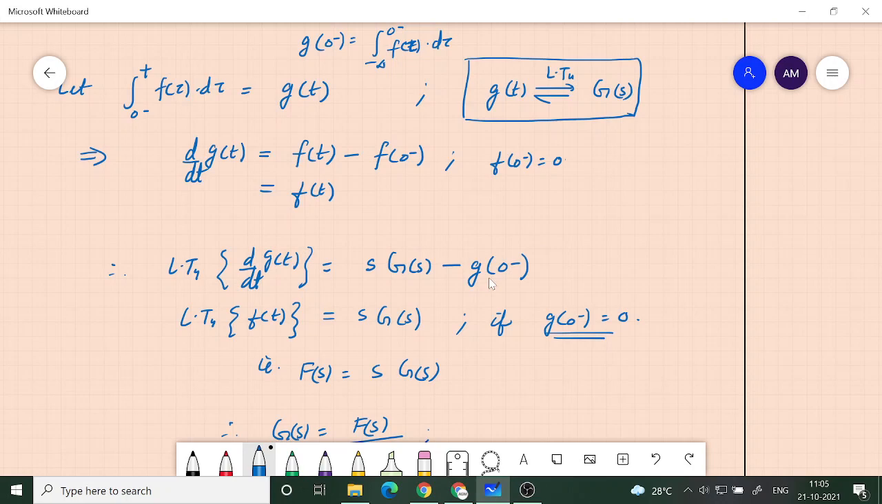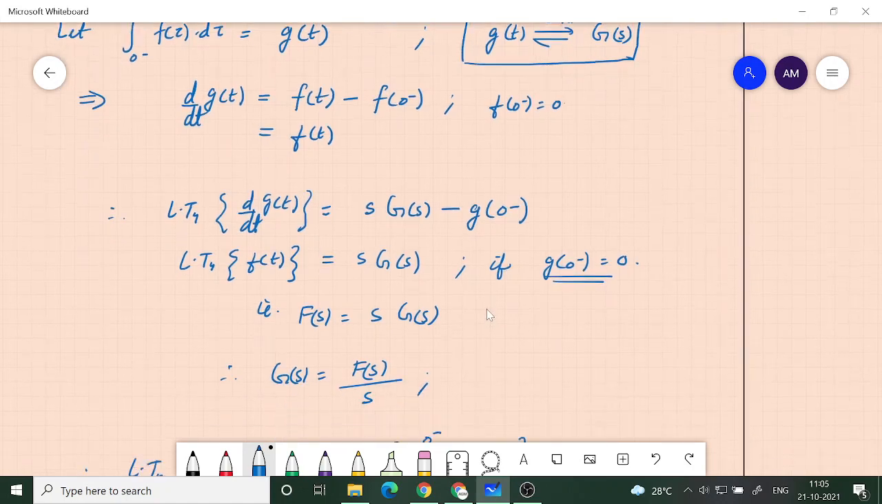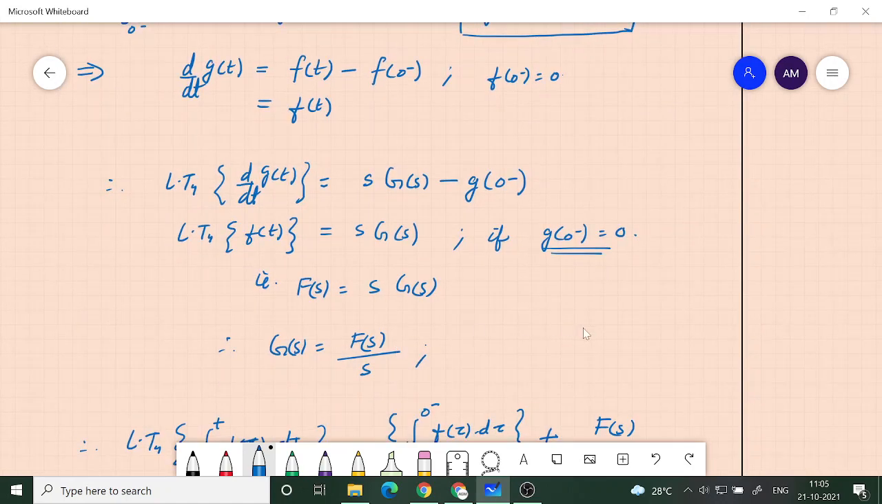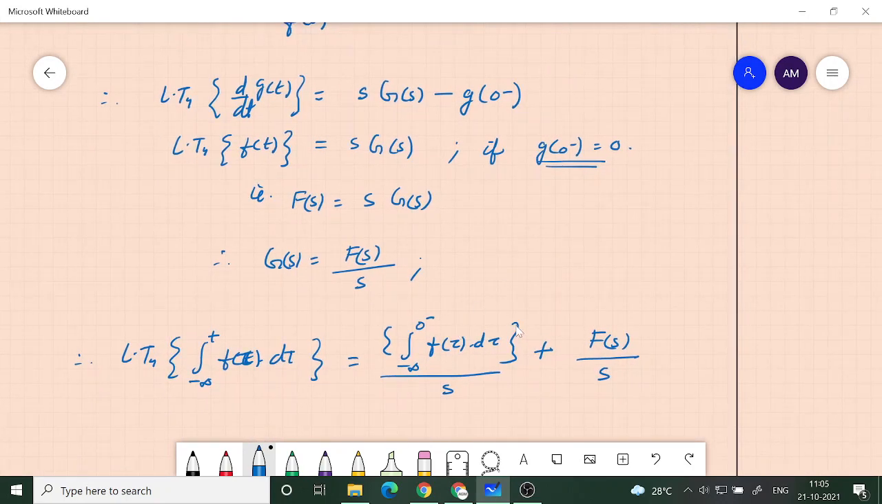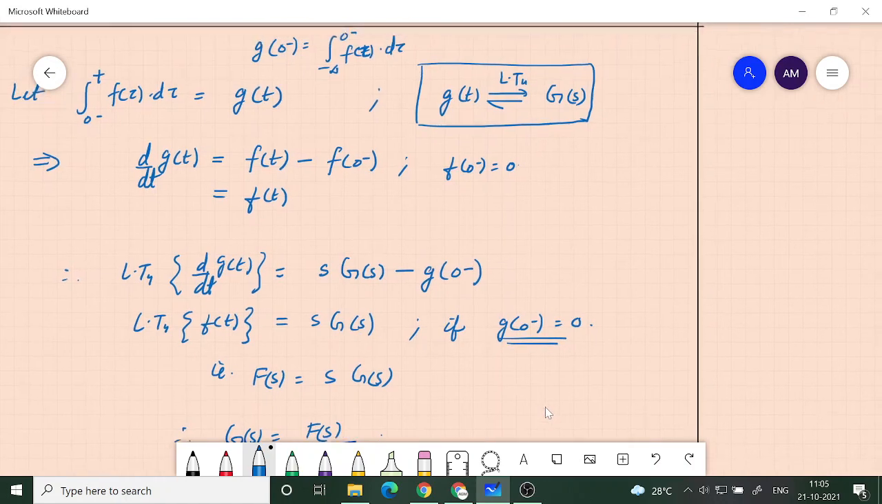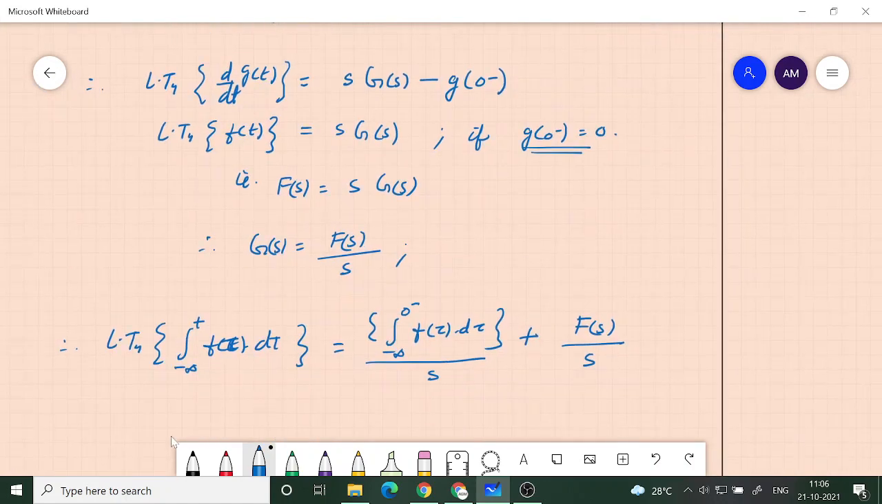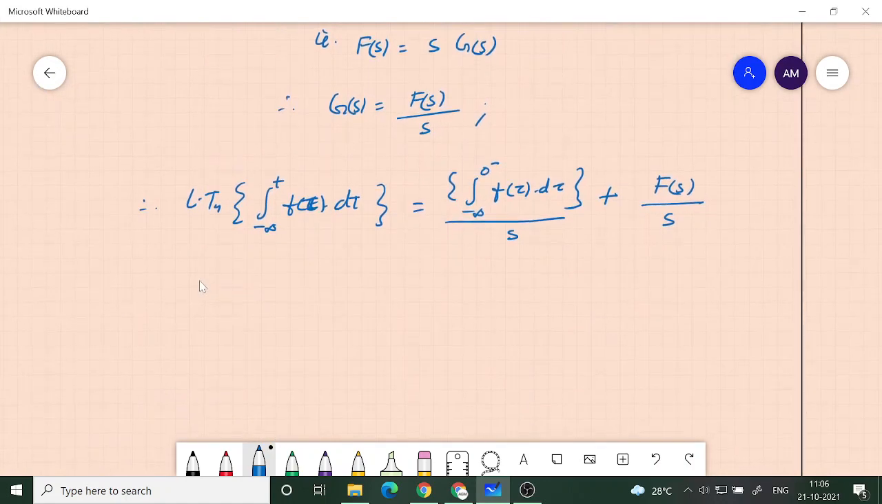because whatever its contribution is, I have already found out separately. So I am assuming it is 0, and then the Laplace transform I am getting is F of s by s. Now if it is not 0, I will have to add the term corresponding to that. So this is one way. There is an alternate way of finding this out also.